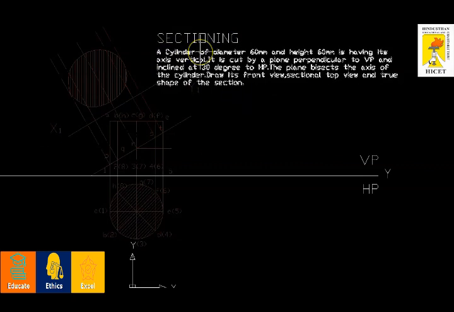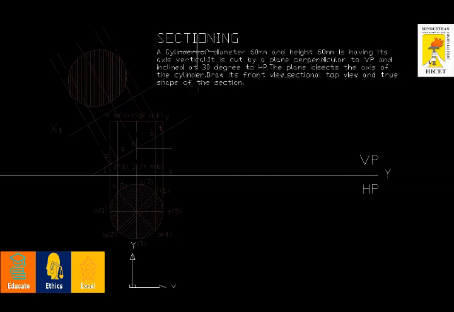Sectioning, I'm going to use a cylinder. I'm going to cut a cylinder and I'm going to draw the front view, top view, sectional top view and true shape of the section. So I'm going to divide the question into two parts. The first part is the normal front view and top view. The second part is about sectioning, and the third part, the end result, right?